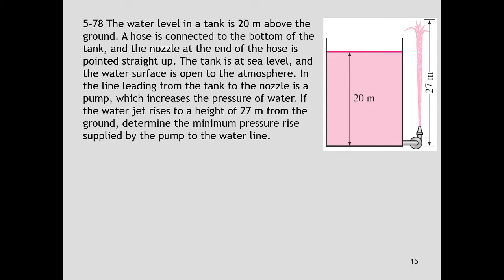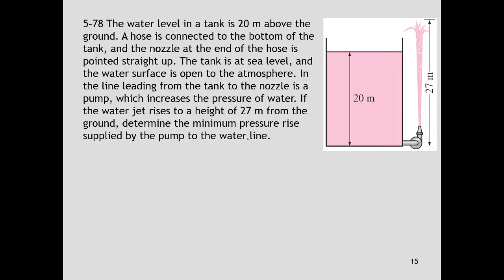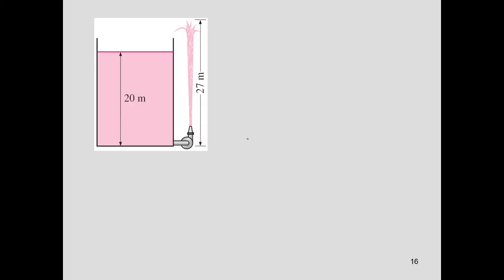If the line leading from the tank to the nozzle has a pump, okay, there is a pump here, which increases the pressure of the water. If the water jet rises to a height of 27 meters from the ground, determine the minimum pressure rise supplied by the pump to the water line. Okay, so you need the minimum pressure supplied by the pump to the water line.